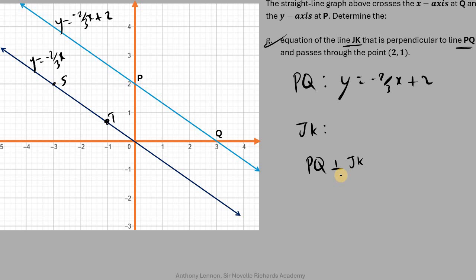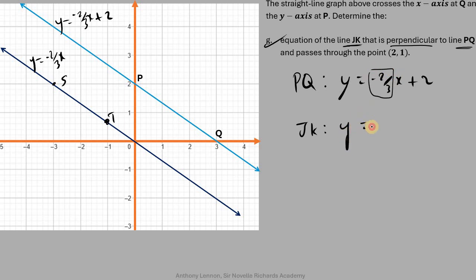This means perpendicular. All right, so the two lines are not parallel, but they're perpendicular. And perpendicular lines meet at 90 degrees, correct? But what do we know about perpendicular lines? Well, in terms of coordinate geometry, their gradients are negative reciprocals of each other. So the gradient of PQ is negative 2/3. That's the gradient of PQ.